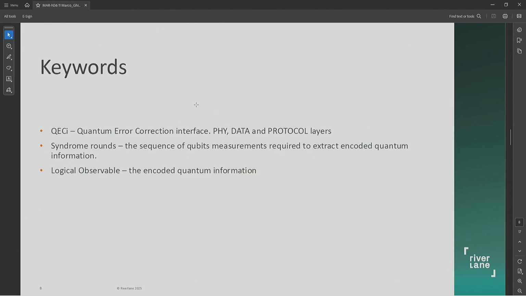I think we spent enough time as Riverlane on these topics. Sorry for bombarding you in this session. Lots of questions on QCI. I think that went well.